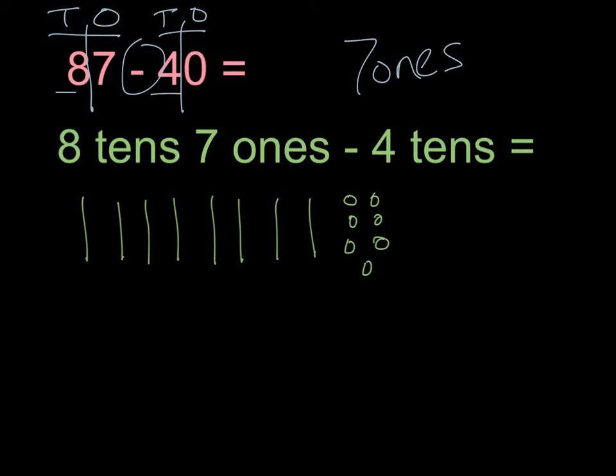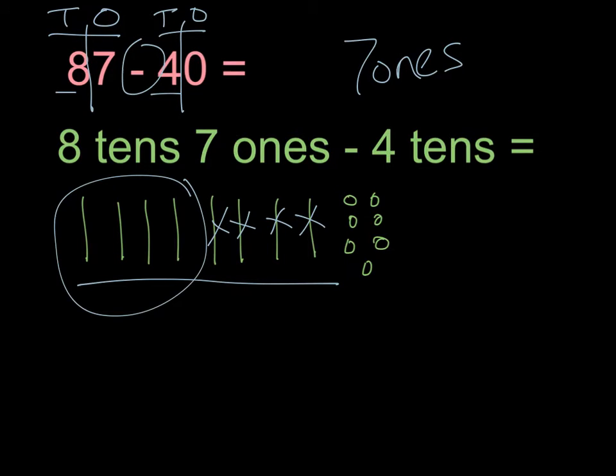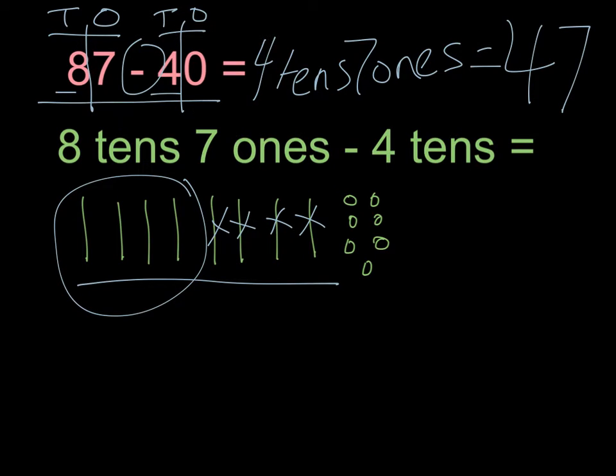If I look at my tens, I drew a picture down here. I have 8 tens. I'm going to get rid of 4 of them, and I see that I have 4 tens left. 4 tens, 7 ones is 47. So 87 minus 40 is 47.